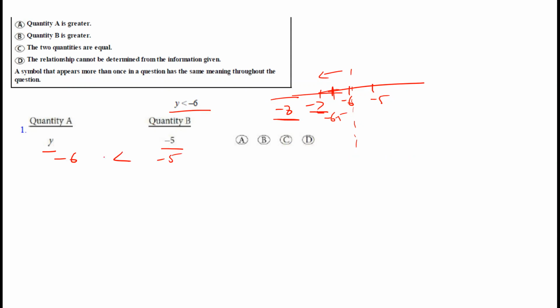For our first question, quantity A is y and quantity B is -5, and we know that y is less than -6. So y can be -7, -8, or anything less than -6. It can also be -6.5. A negative number like -8 is less than -7, and -7 is less than -6. So for any number less than -6, -5 is definitely greater than -6. Hence option B is correct.